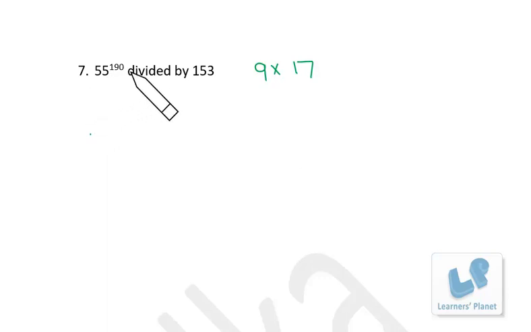So 55 raised to 190 divided by 9, the remainder will be 1 because 54 is a multiple of 9. So the remainder will be precisely 1 raised to 190, that is 1 only. So this number can be written as 9x plus 1 format. Similarly for 17, the very first is 17 into 3 is 51. So we are left with 4 raised to 190.